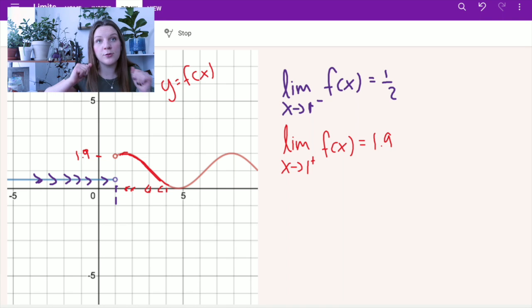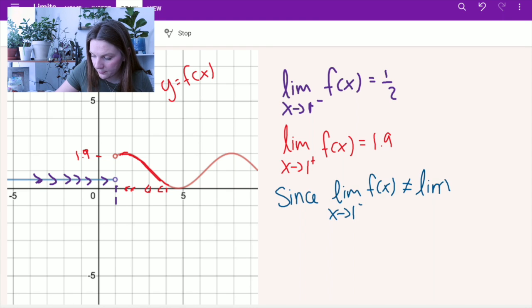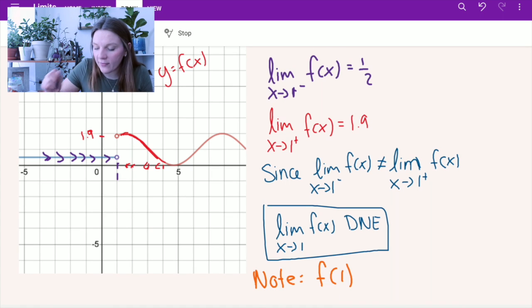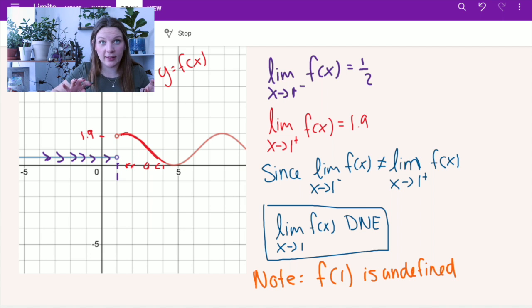So notice that these two do not agree. So we can say that since the limits are not the same, the limit as x goes to 1, we say here, does not exist. An interesting thing about this example is if you look at f of 1, if we evaluate this function at x equals 1, well, what do we get? Well, we have an open circle when we go from the left, and we have an open circle when we go from the right, so actually it's undefined. But that didn't matter when we were finding the limit.